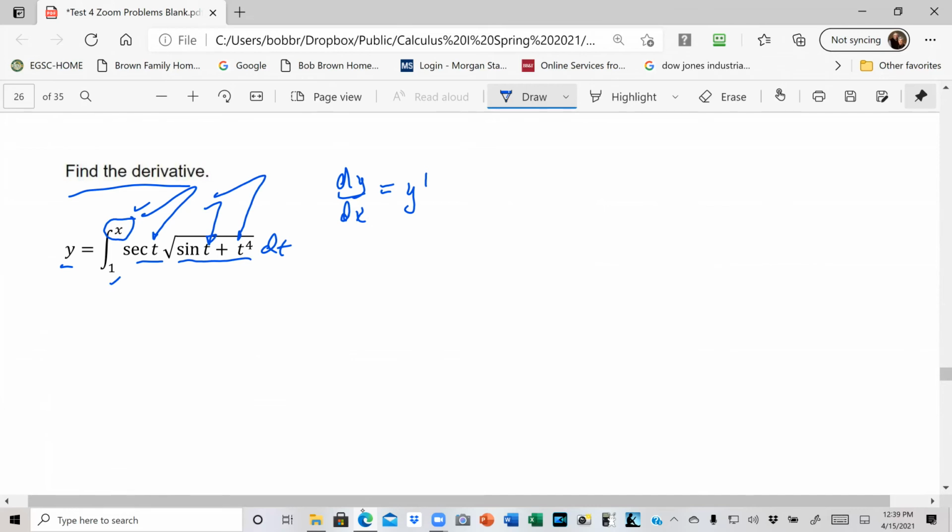And y prime is equal to secant of x times the square root of sine of x plus x to the fourth.